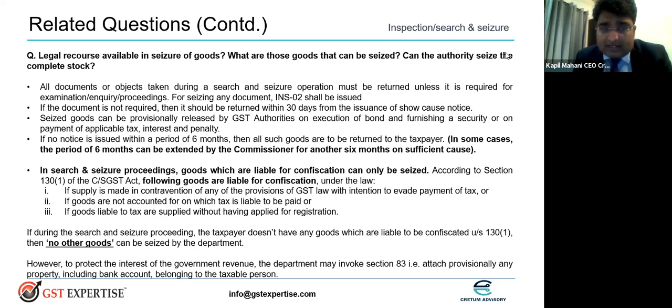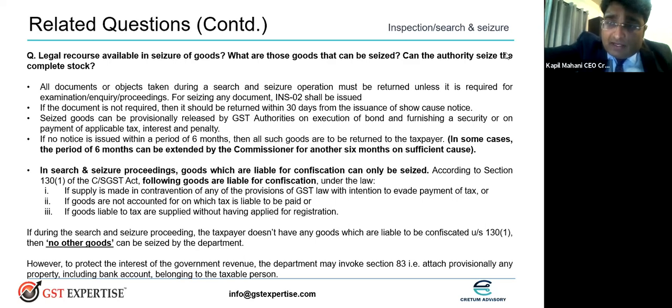And seized goods can be provisionally released by the GST authorities on the execution of a bond and furnishing of security. What is more important is that they have said that after 30 days they may return the goods, after the issuance of the show cause notice. But what is more important is that it has been mentioned as after the issuance of show cause notice.